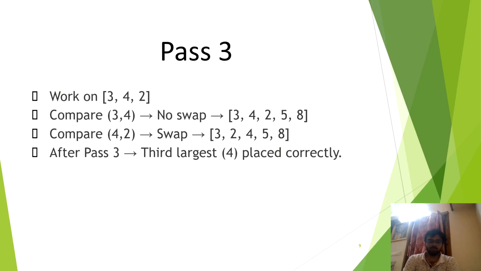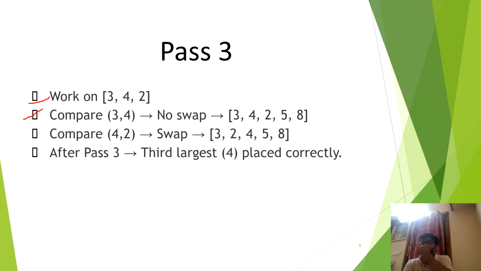Now we come to pass 3. What happens in pass 3? What we did in pass 1 and pass 2, we are going to repeat the same thing in pass 3. We are just working on the first 3 elements. What are the first 3 elements? 3, 4 and 2. Again, you do the same step. Compare the first 2 elements. Obviously here 3 is smaller than 4, so no swapping is done. We are writing the same set of elements again: 3, 4, 2, 5 and 8. So the first point is clear. The second point is also clear.